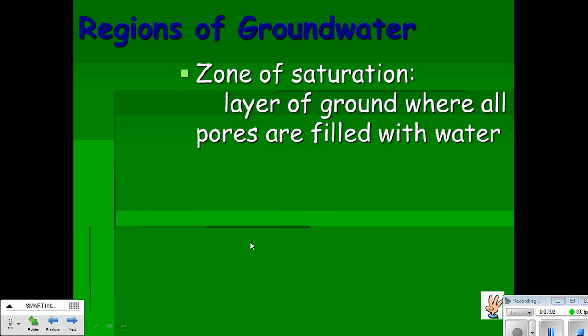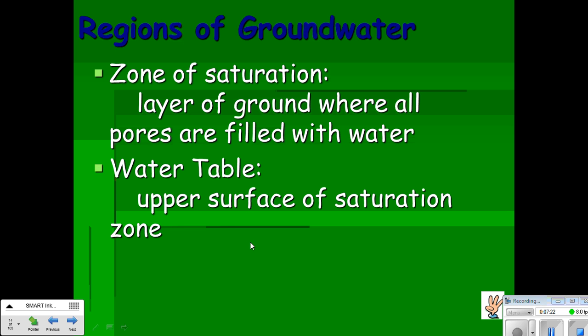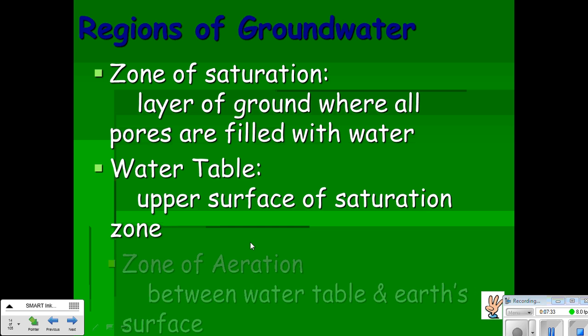Regions of groundwater. The zone of saturation is the layer of ground where all pores are filled with water. If you think about a sponge, if you saturate a sponge, it's completely full of water and you can't get any more water in it. That's like the zone of saturation here. It's filled with water. The water table is the upper surface of the saturation zone. So that's the top of the area where it's saturated. That's just what we call the top of it, is the water table.